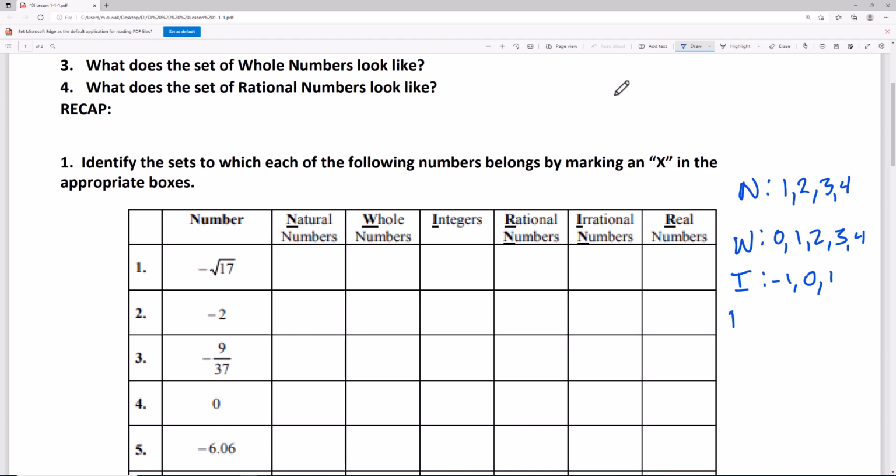A rational number is a number that we can make into a fraction. It could also be positive or negative. Now you could also convert decimals into fractions, right? 0.1 is the same as 1/10. So if it's not repeating, you can convert a decimal into a fraction.